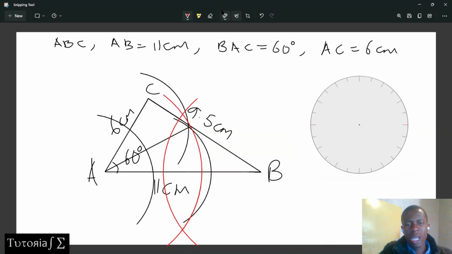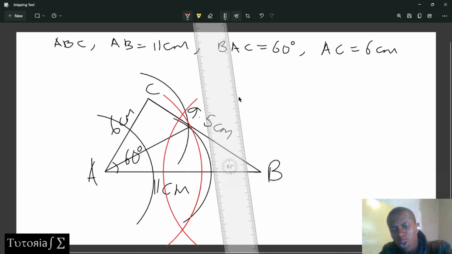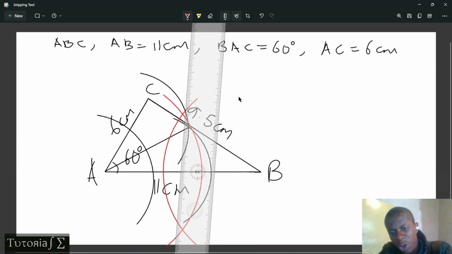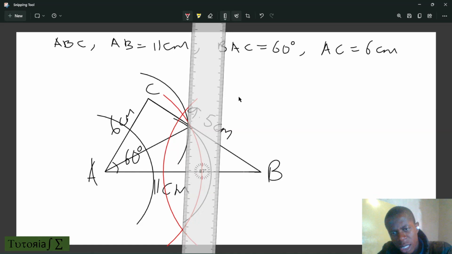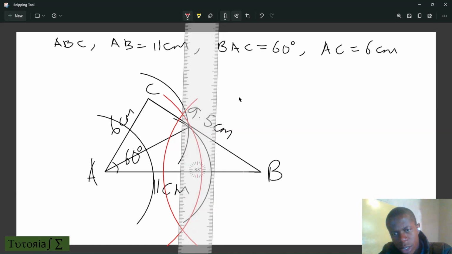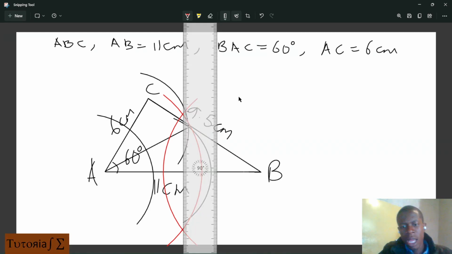You're going to get your ruler. You make sure that your ruler touches the 2 points there. Then you just draw a line. Since they said inside, you draw a line inside. It won't go outside. You make sure that your ruler touches those 2 points. Then it should be inside there.